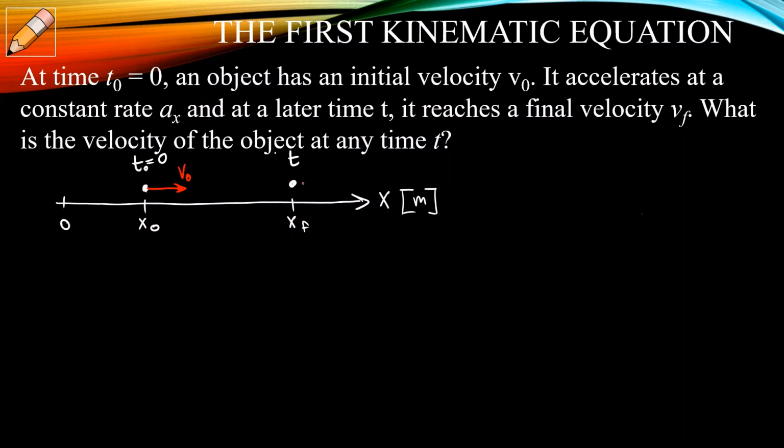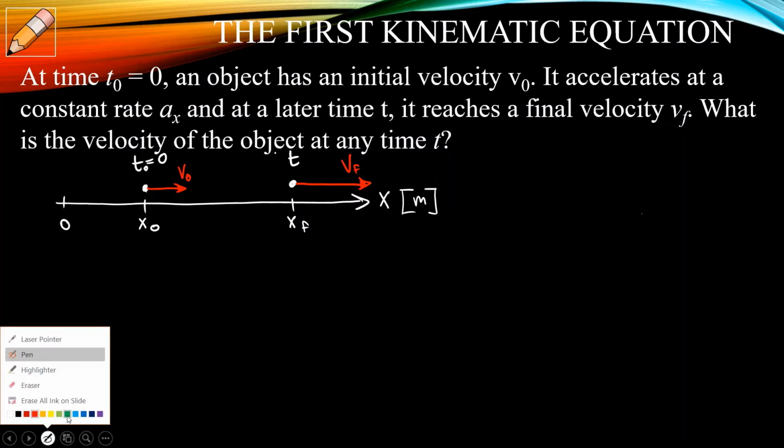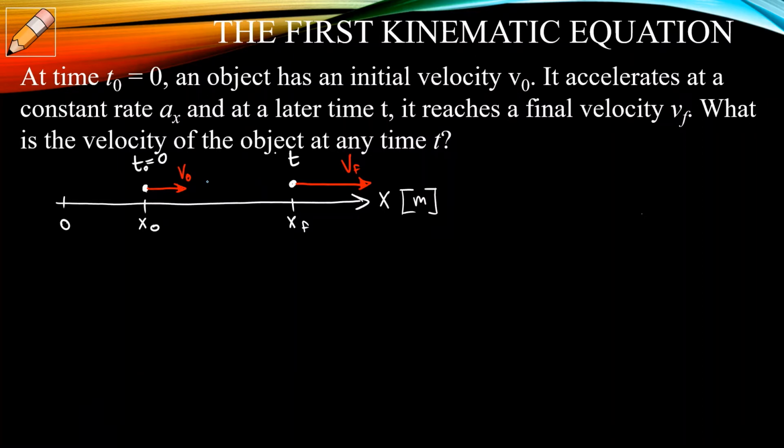And it's reaching some final velocity, some v final. And again, we don't know, this final velocity could be anything. It could be a very large number, could be a very small number. The way that I'm setting it up, the velocity is getting larger. The object is accelerating at a positive rate, a positive constant rate. So I have an acceleration that's to the right and positive in the x direction. And so that's the situation.